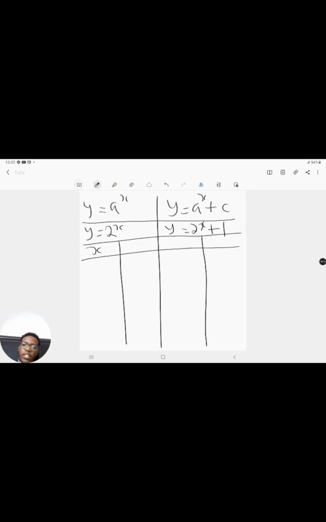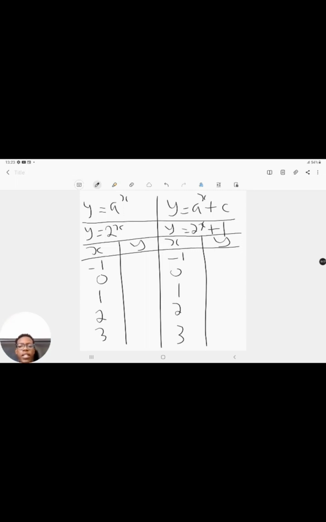Then we split this into two more columns. I've got x here and I've got y here. Now I just use random values. I like using -1, 0, 1, 2, and maybe we'll also use 3. Now what's going to happen?